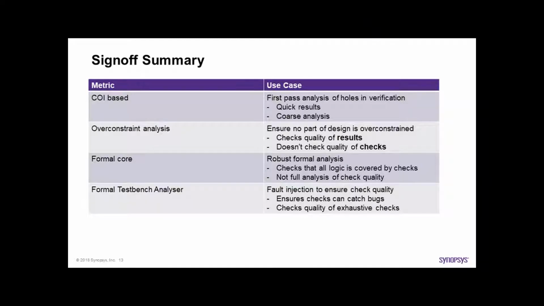Formal core is a robust formal analysis that is actually going to analyze and check which pieces of logic have influenced the results of your checks. It will check which logic is being covered by the checks, but it doesn't check everything about that. It simply tells me, is this logic included in some check? It doesn't necessarily tell me everything.